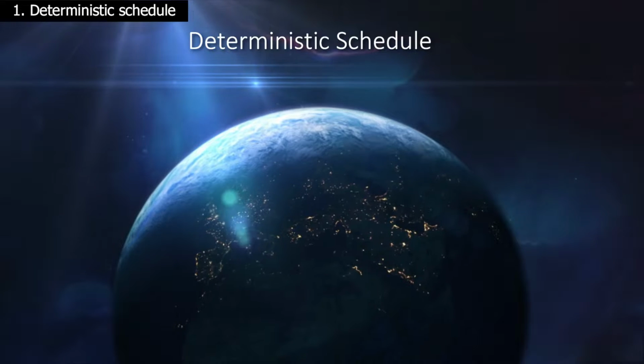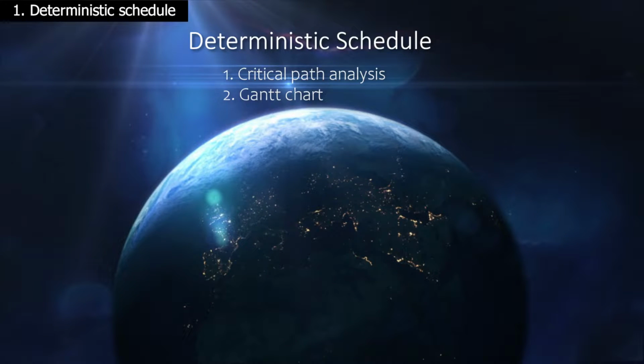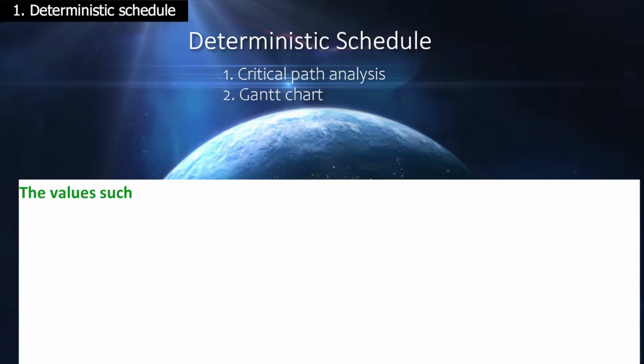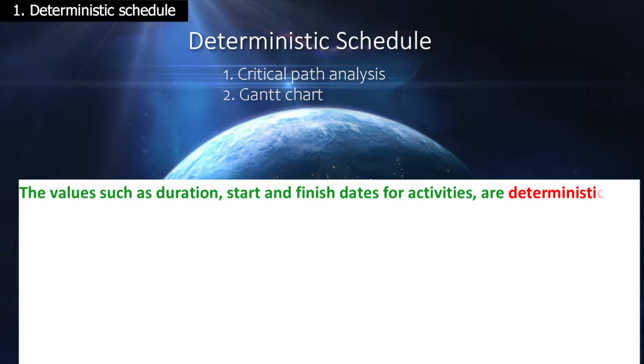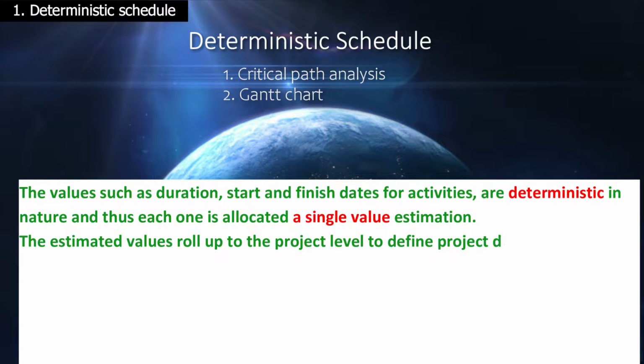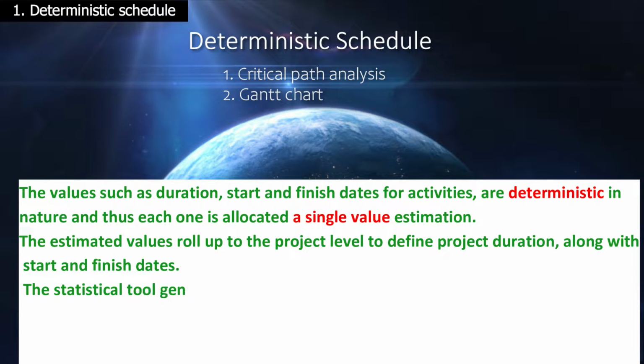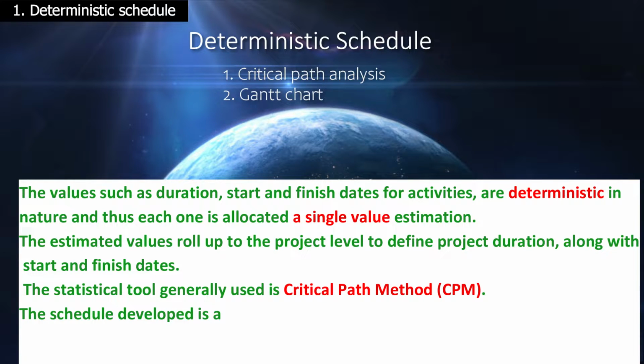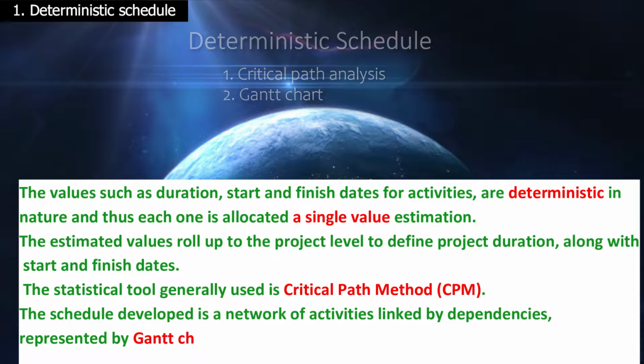Let's introduce an overview of deterministic scheduling. Durations for activities are deterministic in nature and thus each one is allocated a single value estimation. The estimated values roll up to the project level to define project duration. The statistical tool generally used is the critical path method. The schedule developed is a network of activities linked by dependencies, represented by a Gantt chart.